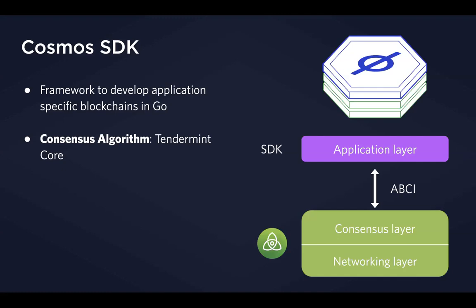So in this case, the Cosmos SDK provides the application layer, as I said, and it's connected with Tendermint Core consensus using the ABCI, which stands for the Application Blockchain Interface, and basically sends the messages that I will explain afterwards to the Tendermint consensus in order to produce new blocks.